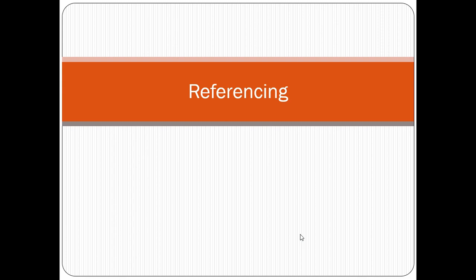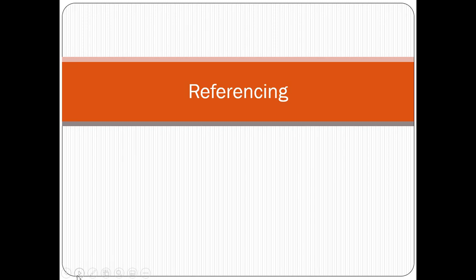Okay, so this is going to look at three things. We're going to briefly look at referencing and reporting investigations, and then we're going to look at the 12-mark questions, which is something that's unique to the research methods section of the papers. So referencing. I've mentioned this before.